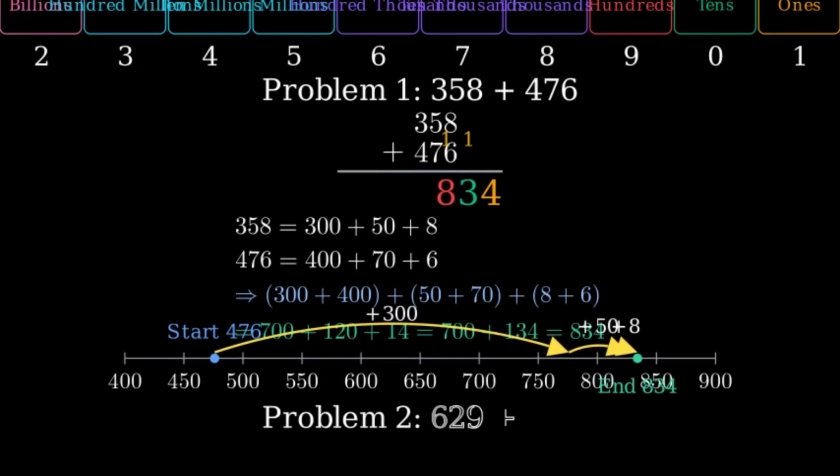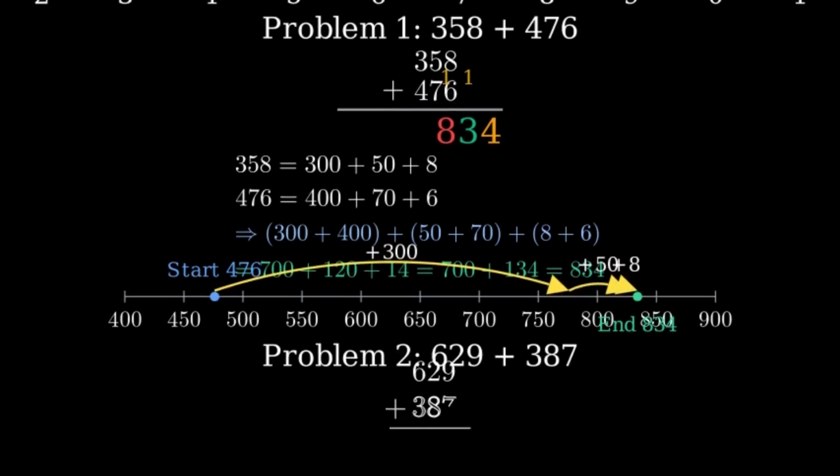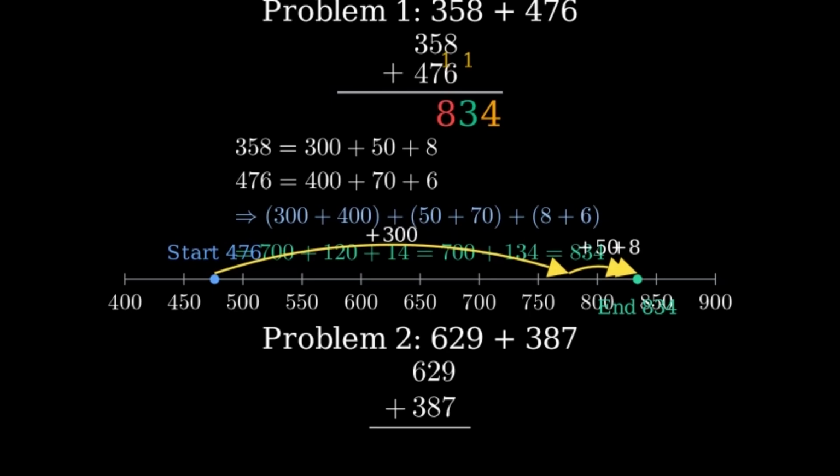Problem 2, 629 plus 387. We will again use 3 methods. First, the standard vertical algorithm. This one is great because it crosses 1,000. Ones first, 9 plus 7 equals 16. Write 6 in ones, carry 1 to tens.